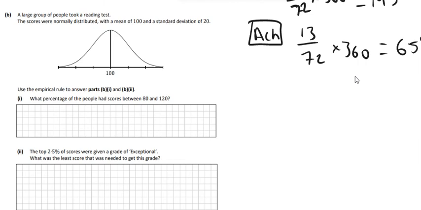So B, a large group of people took a reading test. The scores were normally distributed with a mean of 100 and a standard deviation of 20. 100 is already put in for you. The mean always goes in the middle.